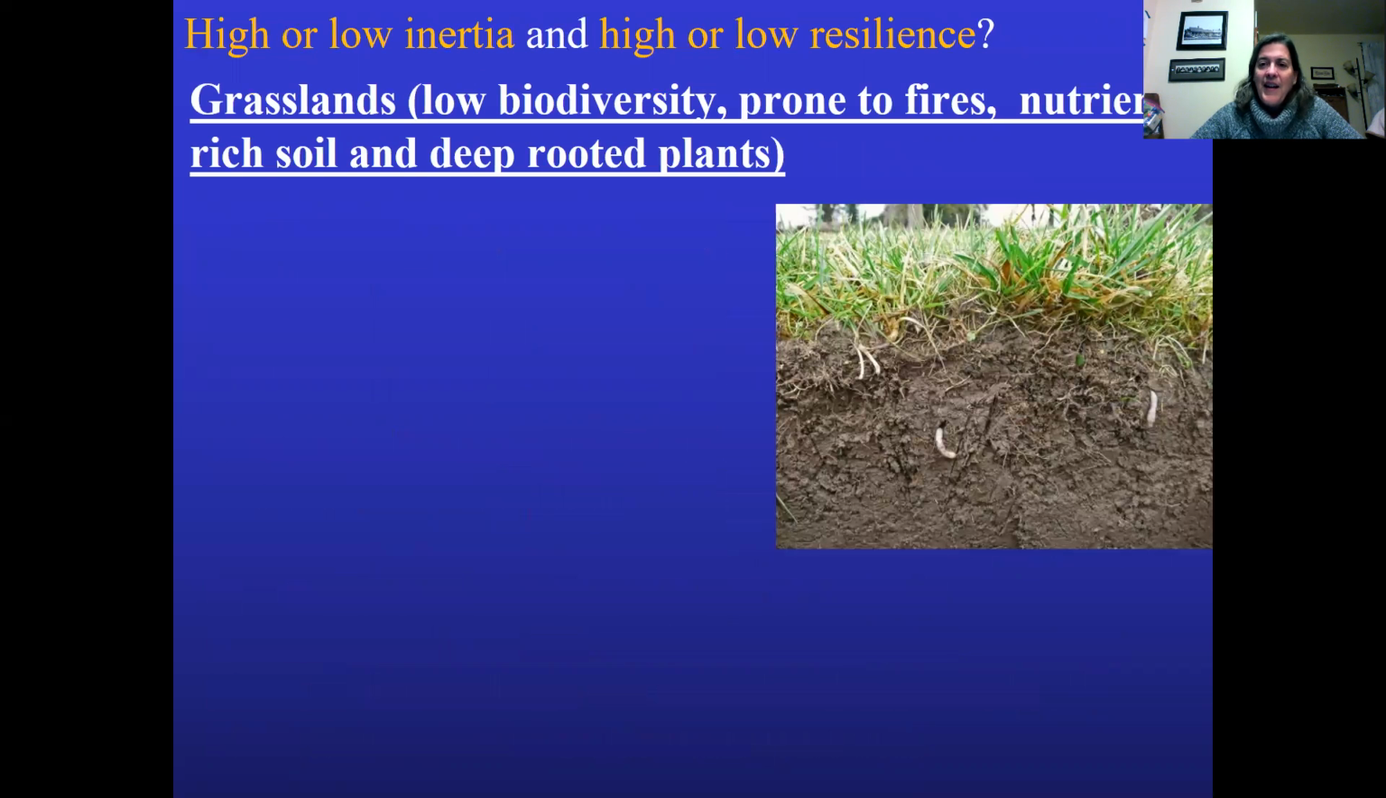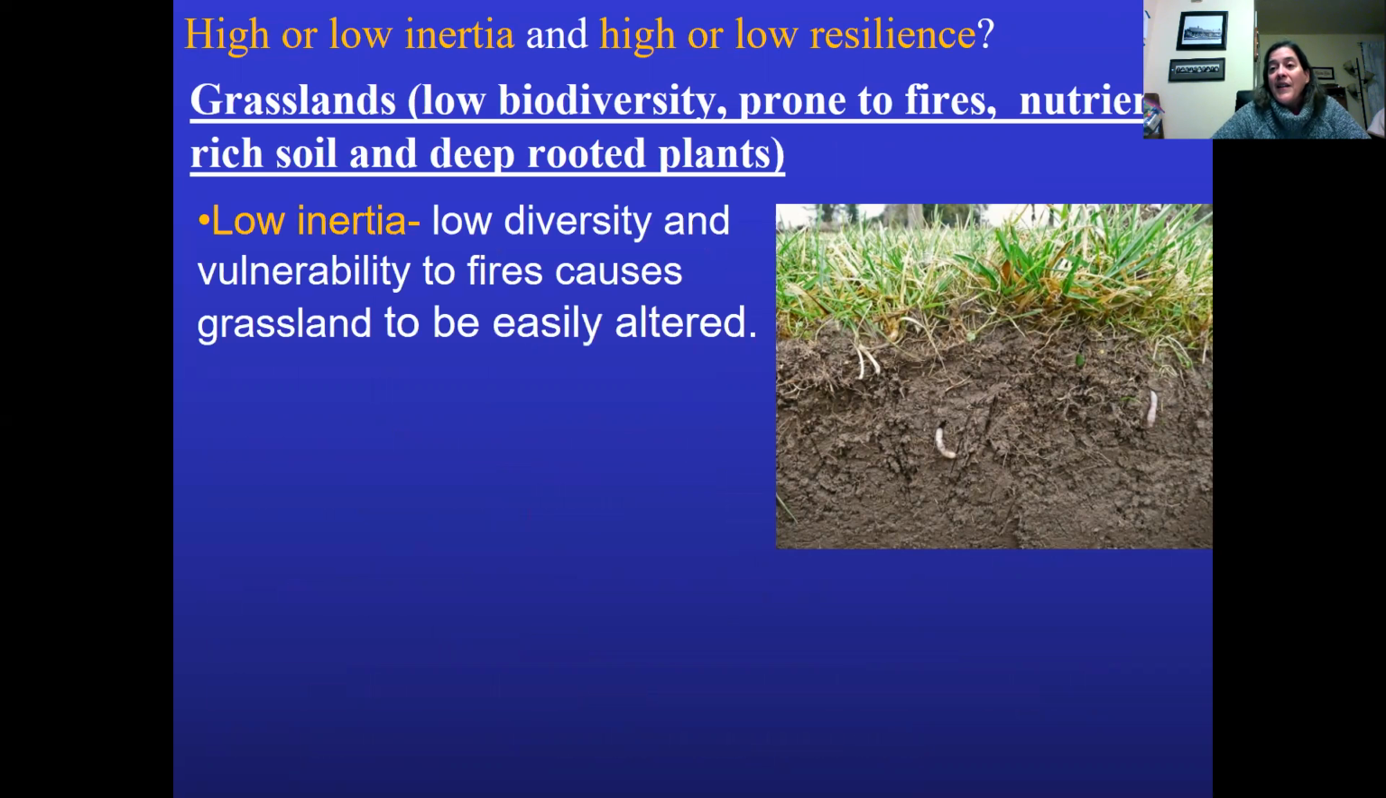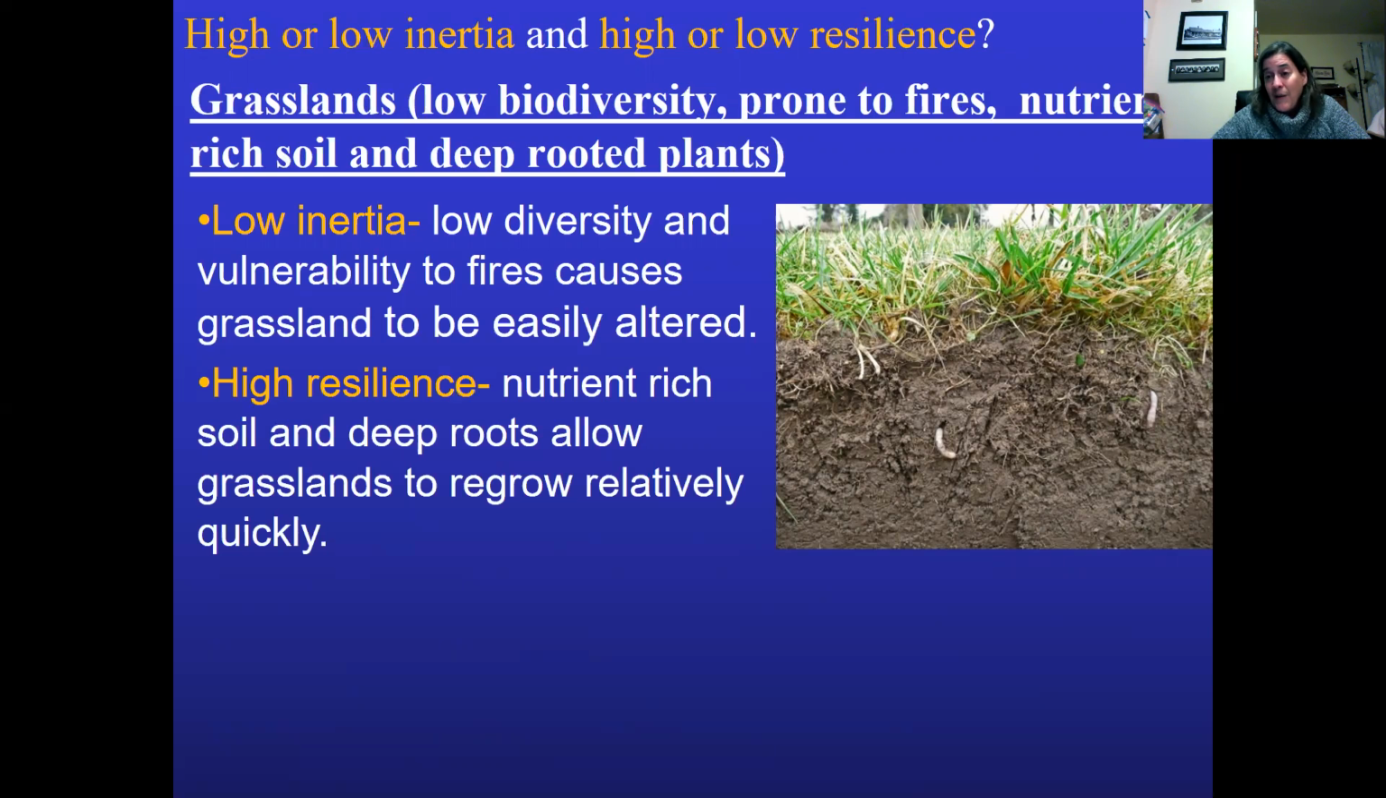Grasslands, on the other hand, are not as diverse, and they're prone to fires. They generally have really nice soils, which is why we do most of our farming in the former grasslands of the prairie states. They have low inertia, though. They're prone to fire and not as biodiverse, so they're easily altered. However, they're highly resilient. They can come right back from a fire pretty quickly because they have, again, those nice rich soils.